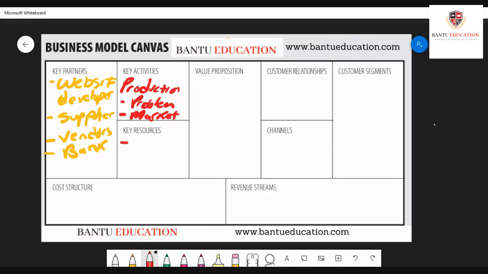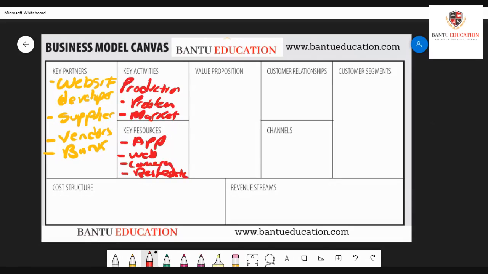And then key resources. Simply, what is it that you have? You might have your app, your website, some cameras. You have some real estate, or you have a building, and so on. So that's what you call key resources.